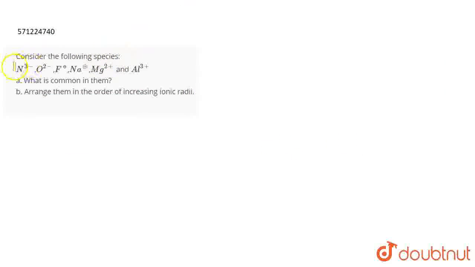In this question, you have to consider the species that are given to you: N3 minus, O2 negative, F negative, Na plus, Mg plus 2 and Al plus 3. So the first thing that you have to tell is what is common in them.